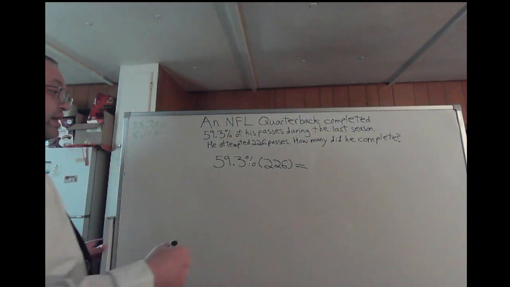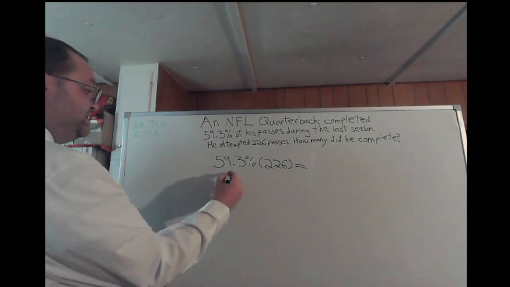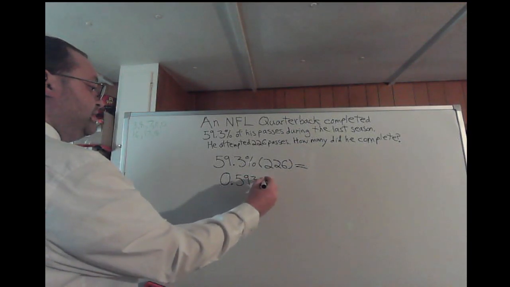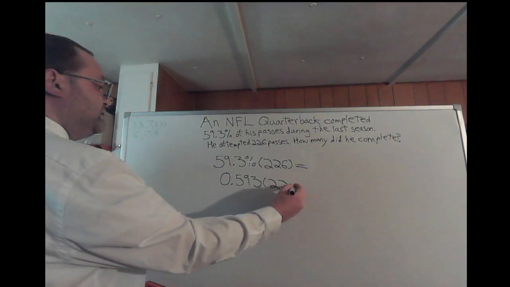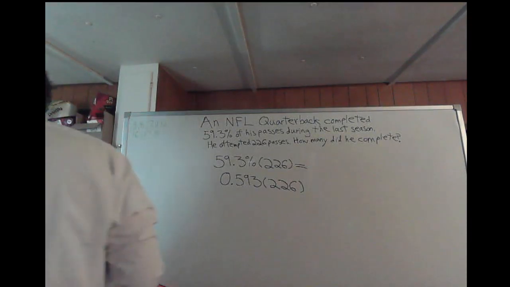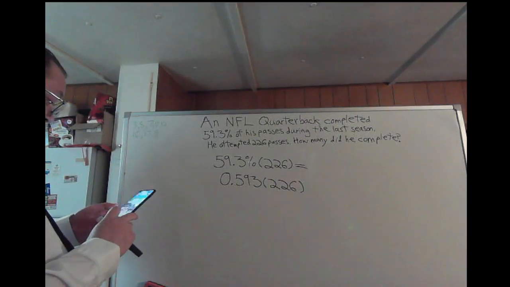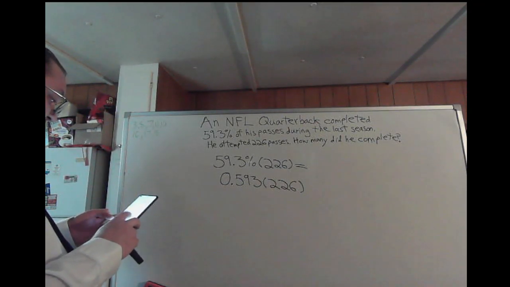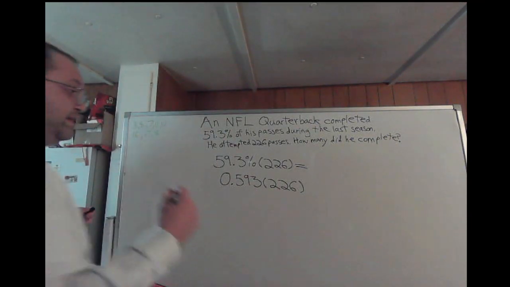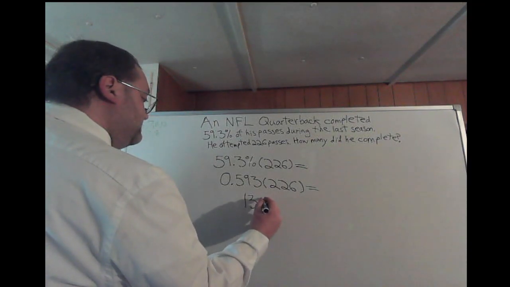Now we just have a simple problem here. We need to convert that percent into a decimal. 59.3% as a decimal is 0.593 times the 226. So now we just simply gotta plug this into our calculator here, figure out 0.593 times 226. He completed 134 passes. So the answer is he completed 134 passes.